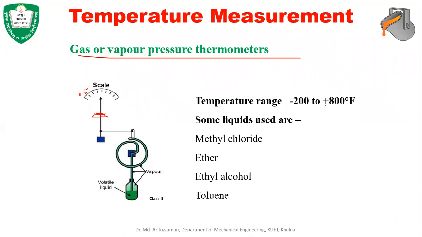This has a temperature range between -20 to 800 degree Fahrenheit, and liquids that can be used are methyl chloride, ethyl alcohol, toluene. When the temperature changes, this material partially evaporates, and that evaporation causes this spiral to expand. When this spiral expands, this cursor moves. When they reduce the temperature, the cursor moves the other way, and when they increase the temperature, the cursor moves in the forward direction. That's how this gas or vapor pressure thermometer works. Okay, any question?